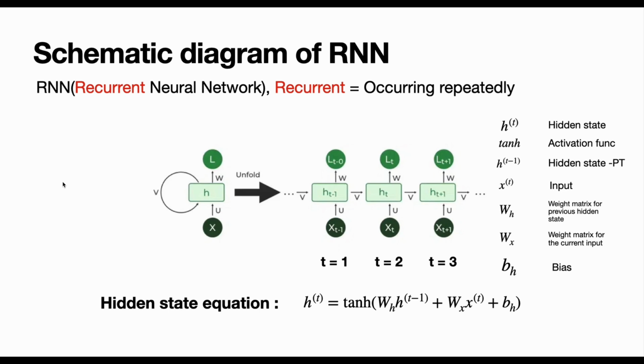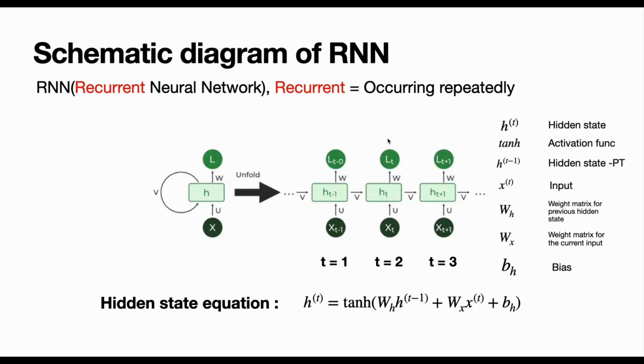The schematic diagram of a recurrent neural network, RNN, illustrates how information flows over time in a sequence. Each time step T involves an input, XT, and a hidden state, HT, which represents the memory of the network. The hidden state is computed using the previous hidden state, HT-1, the current input, XT, and a mathematical equation that applies weights, WH, WX, and a bias, BH. The activation function, typically tanh, introduces nonlinearity to the process.